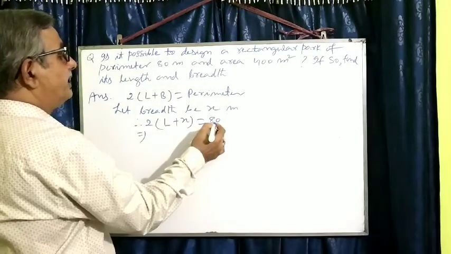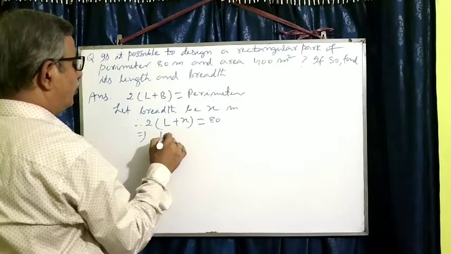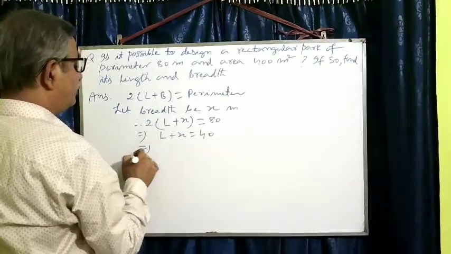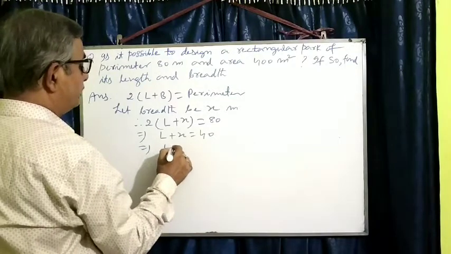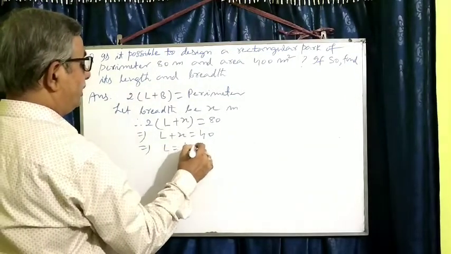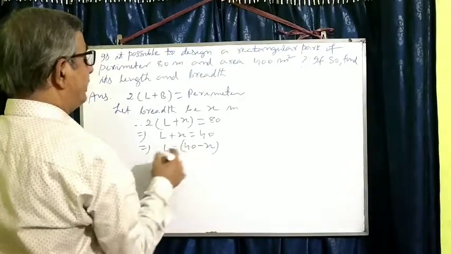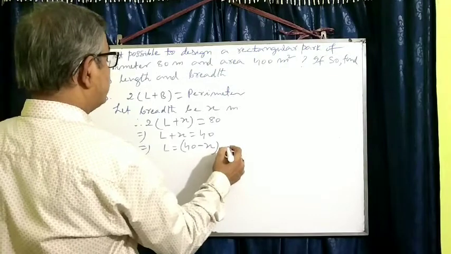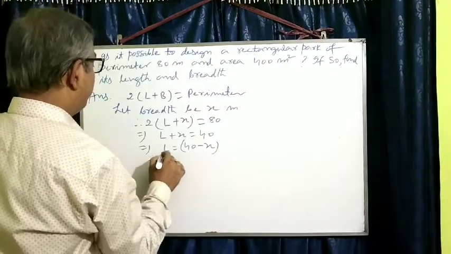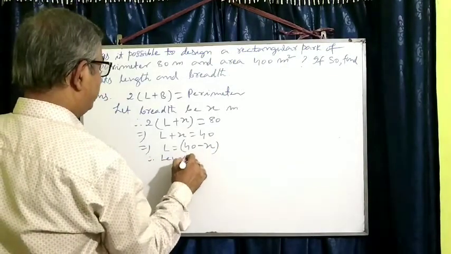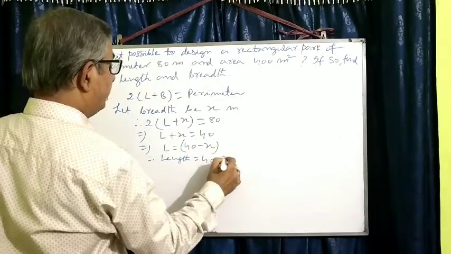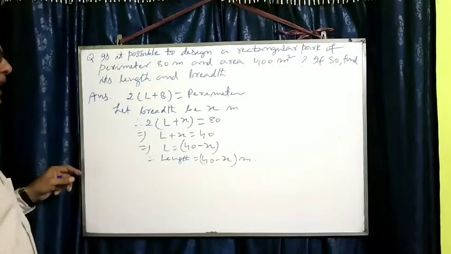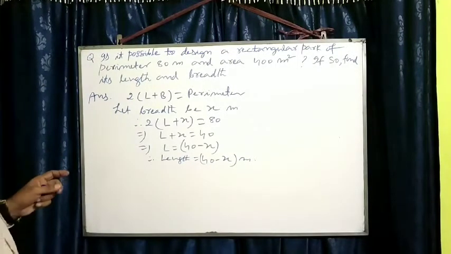Now you do one thing. These two will divide 80, you will get 40. So length plus x is equal to 40. Now you see L is equal to how much? 40 minus x. So length is equal to 40 minus x meter.